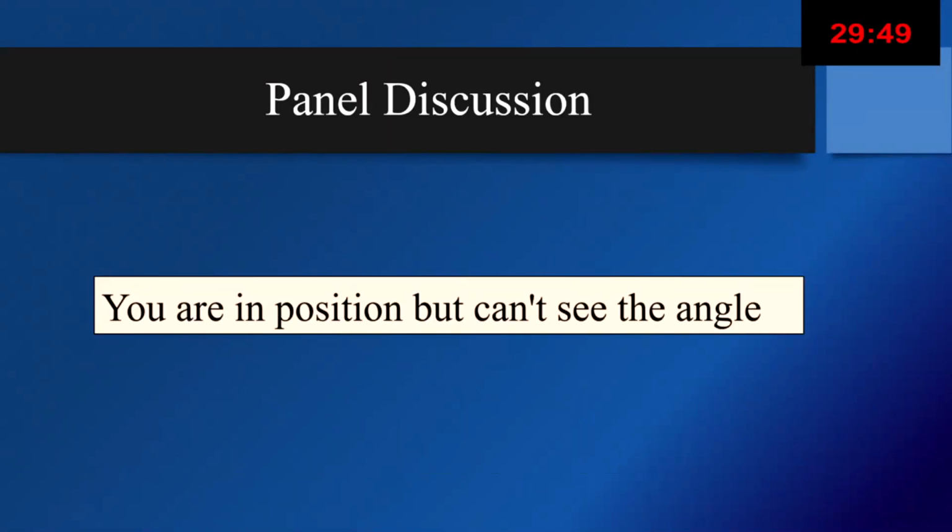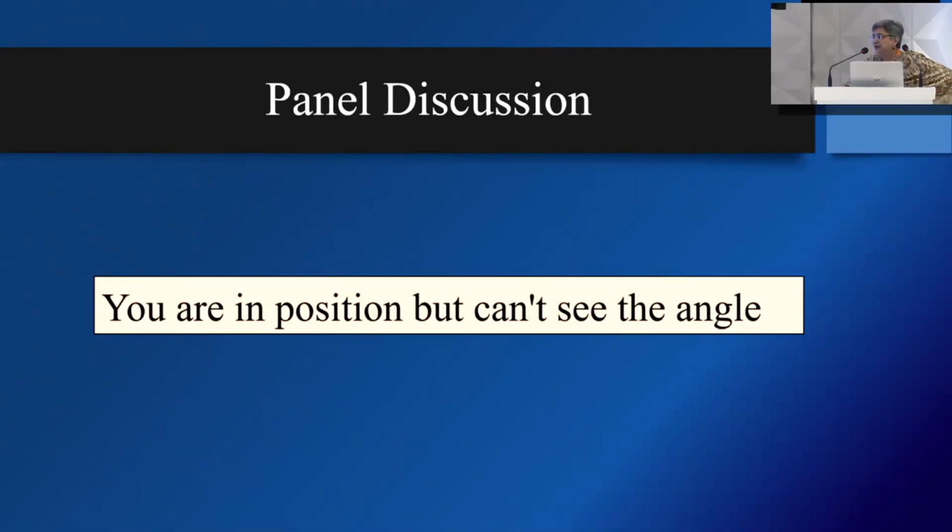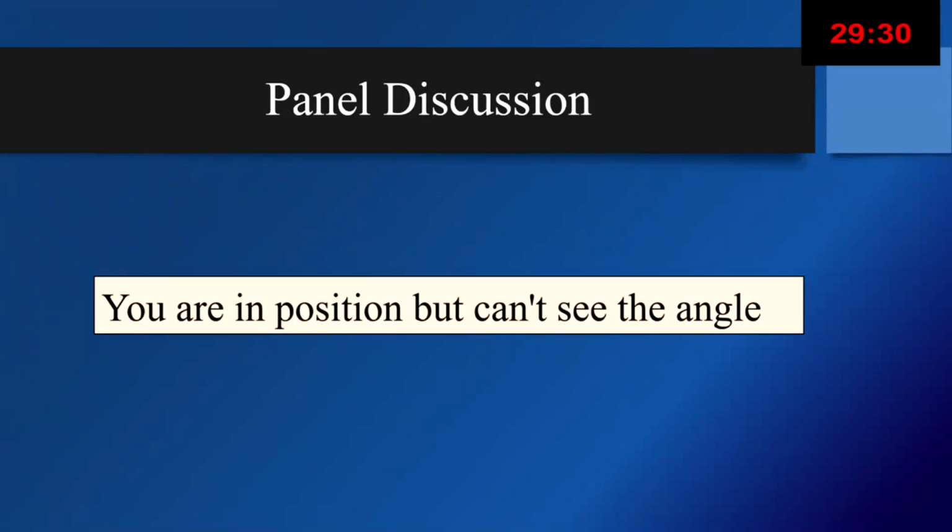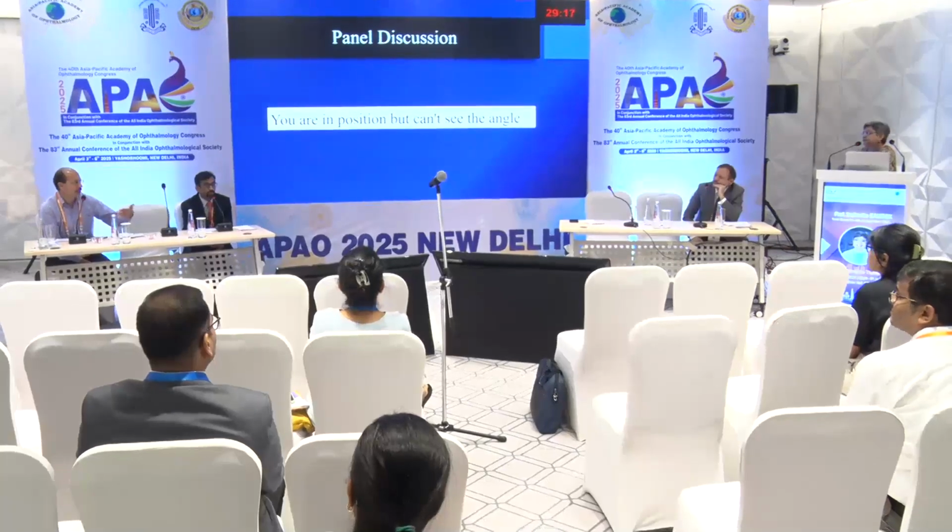So maybe I'll ask Dr. Pandav to take the first one. You are in position, you think, but you just can't see the angle. What do you think would be the problem? I think you have to look at the gonio interface basically. If you haven't put any viscoelastic between them properly, it has to be nicely covered, and a good blob of visco is very helpful. And then you have to position your microscope and yourself, and also position the angle with the gonioscope, so that you rotate the eye so that you can see.